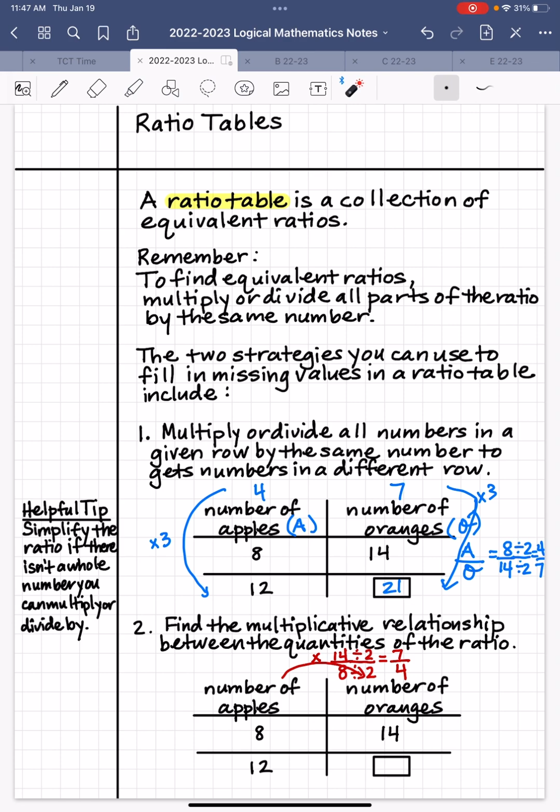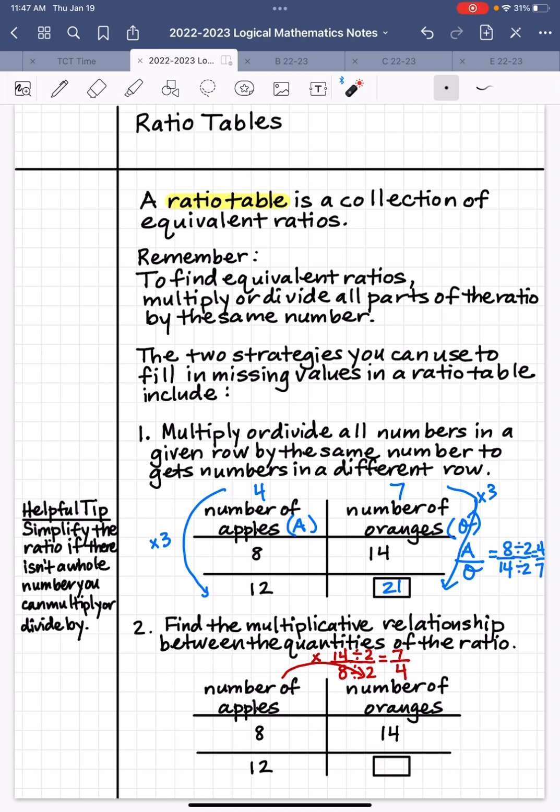So anytime I want to find the number of oranges, I'm going to multiply the number of apples by what number? 7/4 to get the number of oranges. Now inversely, if I want to find the number of apples, I'm going to start with the number of oranges and do what to that number? I'm going to multiply by the fraction that's less than 1.